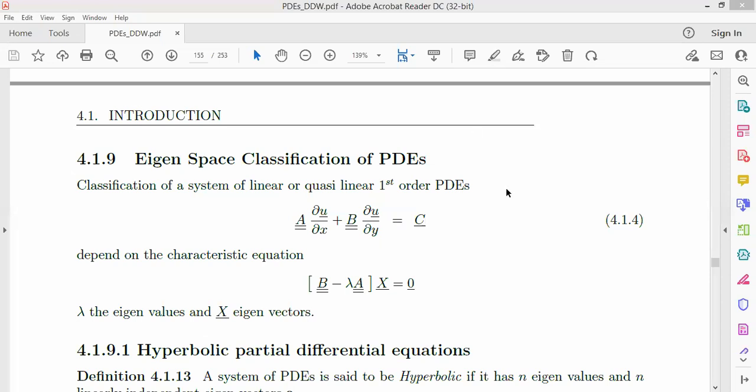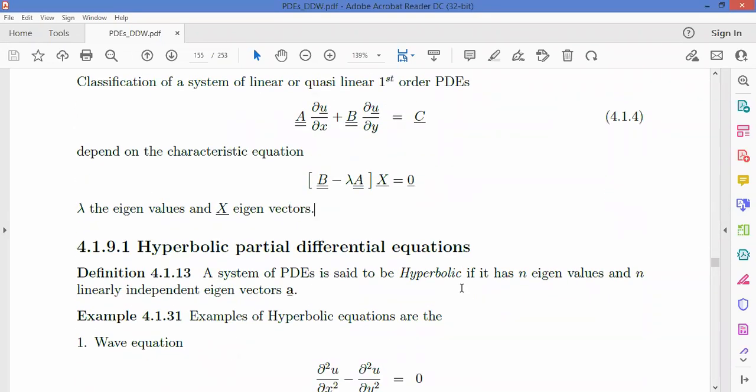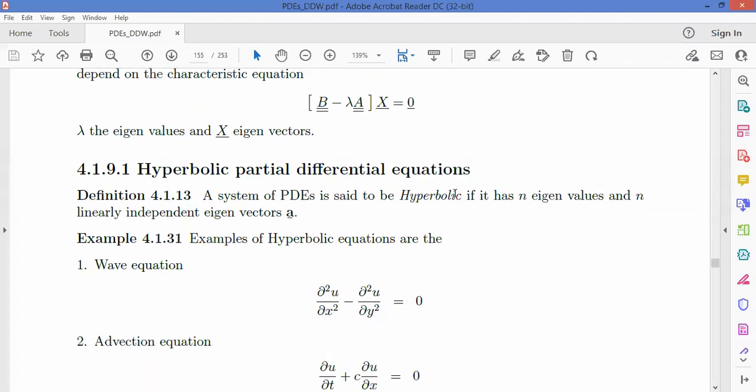Okay, let's continue, guys. Eigenspace classification of these are just techniques. Somewhere along the way, linear algebra is going to come through, and we will see how. So these techniques, we are going to preempt them in some of the solutions we are going to establish. Let's not take time on that. A system is said to be hyperbolic here now.